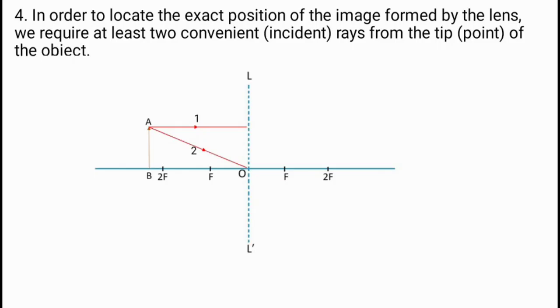Now, in order to locate the exact position of the image formed by the lens, we require at least two convenient incident rays from the object. The first ray is incident parallel to the principal axis, and the second ray passes through the optical center.